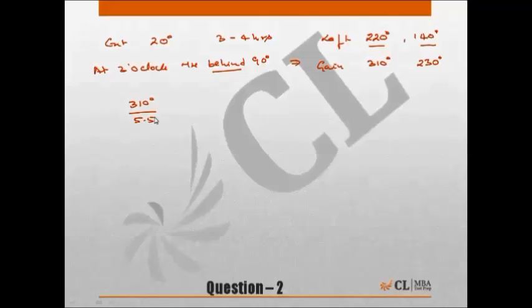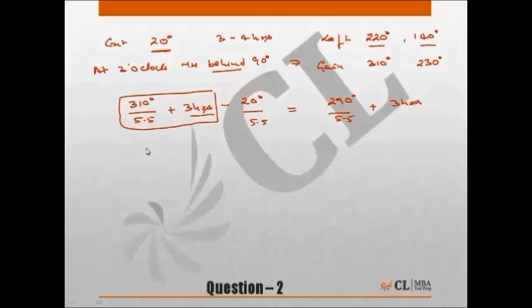So that many minutes after 3 o'clock plus 3 hours, minus the initial 20 degrees, because this would have been the answer if he had entered the museum at 12 o'clock. But he did not enter the museum at 12 o'clock, he entered the museum when the minute hand was ahead of the hour hand by 20 degrees. So minus 20 by 5.5. Okay. So effectively this is nothing but 310 minus 20, so it is 290 by 5.5. So that many minutes plus 3 hours.